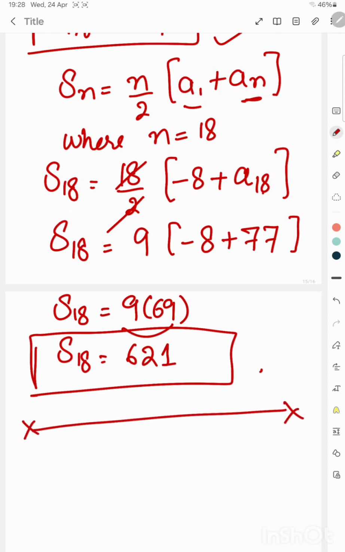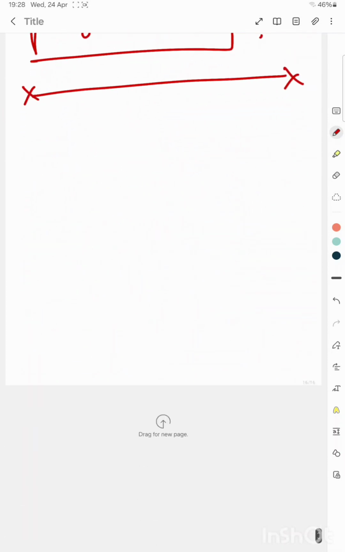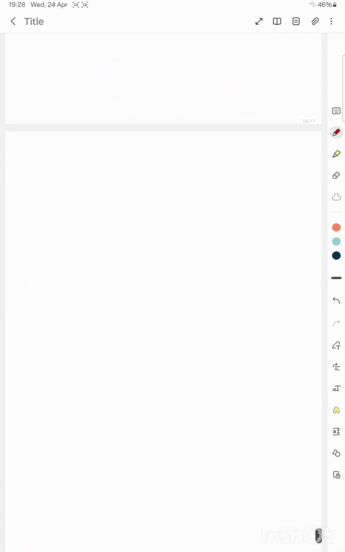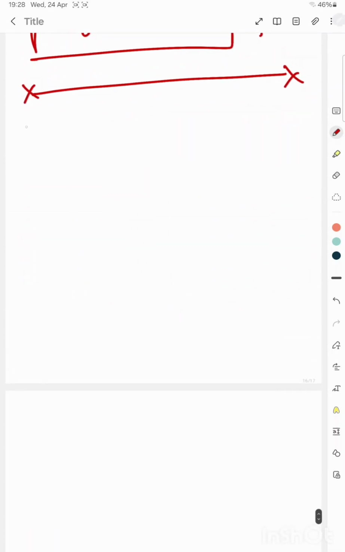I hope the concept related to finding the sum of n terms of an arithmetic sequence is clear to you, but I will solve one more example so it will become crystal clear to you.